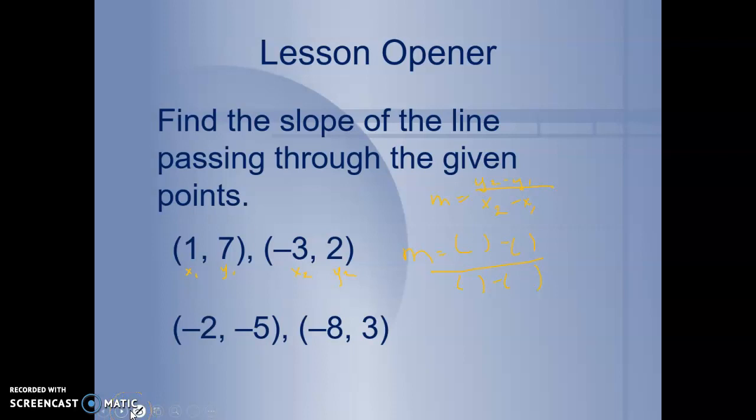Go ahead and pause the video. And now let's check your answers here. We get 5 over 4 for our first one, and negative 4 over 3 or 4 over negative 3 for our second slope here using that formula.